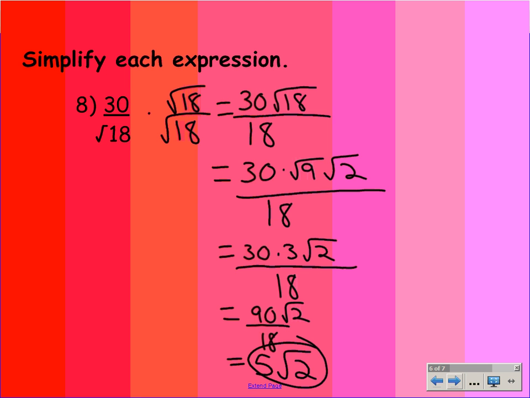Welcome back, and here is your final answer. Check your work, and you should have 5 times the radical of 2.